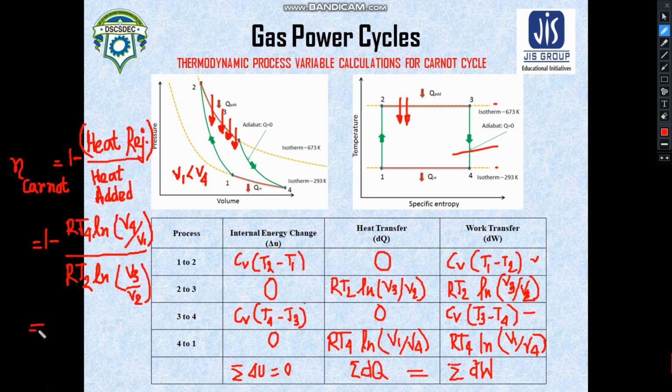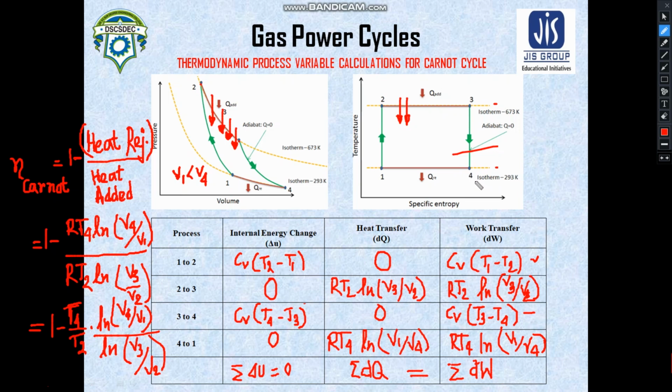So it will become T4 divided by T2 into ln of V4 by V1 divided by ln of V3 by V2. Now the question is how this term can be eliminated so that the Carnot cycle efficiency can be expressed in terms of the two specific temperatures.